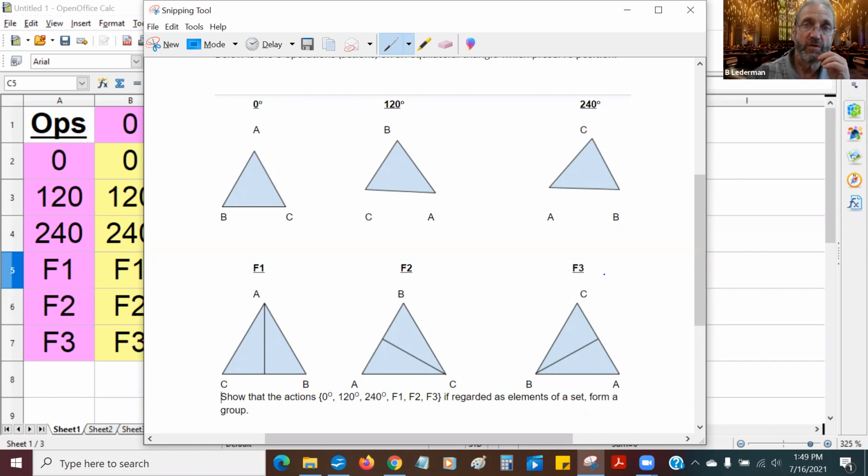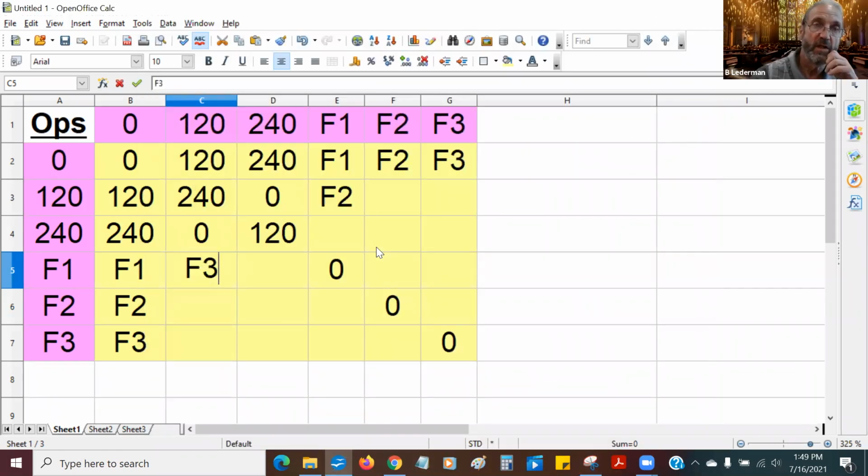So if I first do an F1, then follow that with a 120, I wind up with a position that is the same as F3. So let me type F3. If you notice, this is not commutative.